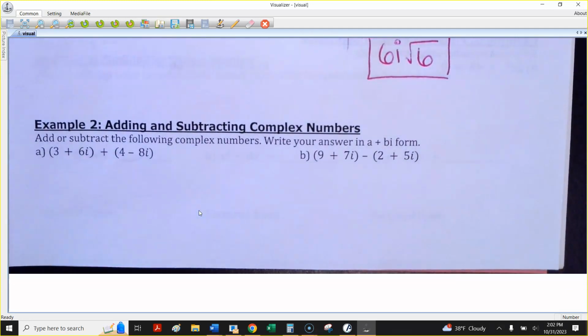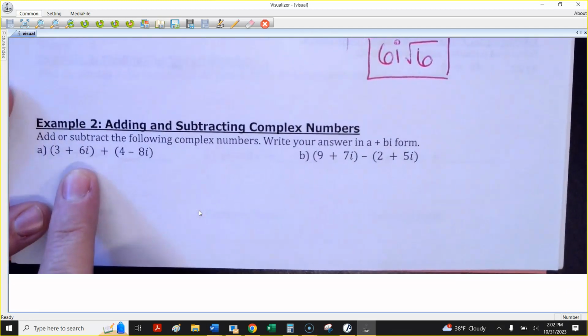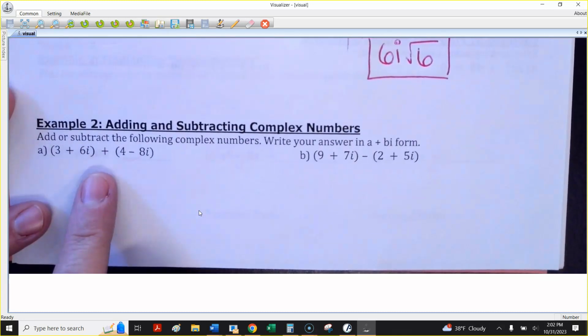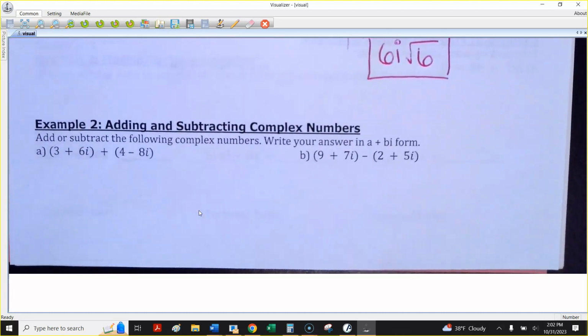All right, so I've got 3 plus 6i. This is my imaginary number. To that, I want to add 4 minus 8i. Anybody have any idea how you would add those imaginary numbers together? What do you think? What's your gut instinct on this? Combine like terms. Okay.